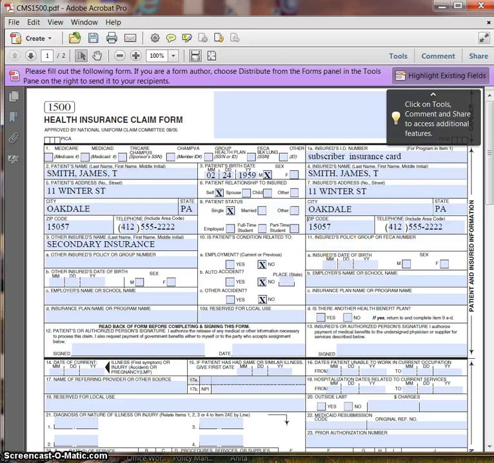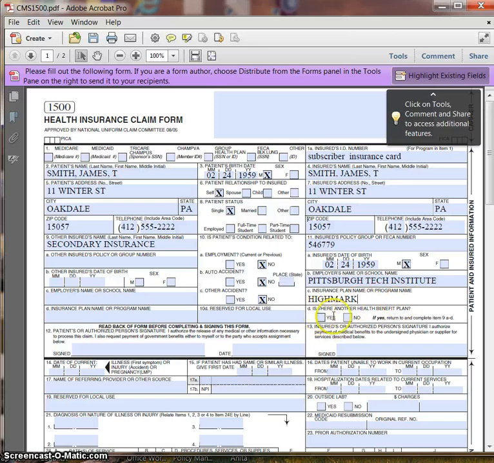Now, the insurance policy group number, you would just look on their insurance card and find out what that number is. Their date of birth would be the same as up above. Again, you're going to put an M for male. Employer's name, where do they work? And we're going to say that this person works at Pittsburgh Technical Institute. The insurance plan, we are going to list it as Highmark. And that's the name of the insurance that they have.